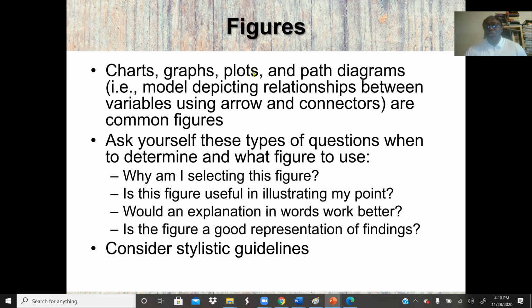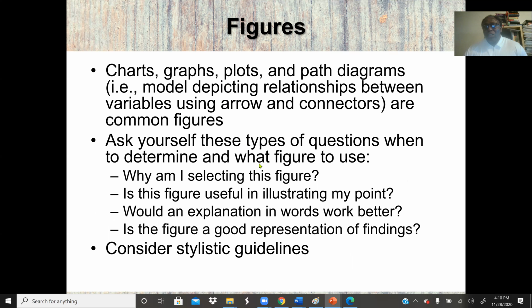Figures are also very good, as we said earlier: charts, graphs and plots, and even path diagrams. Path diagrams are used a lot in project management assignments. For example, a model showing relationships between variables using arrows and connectors.